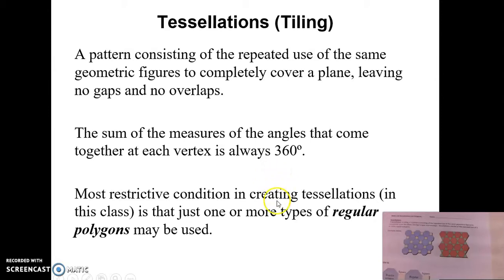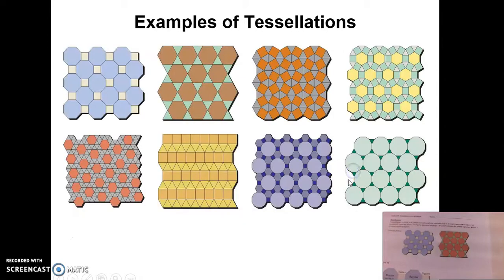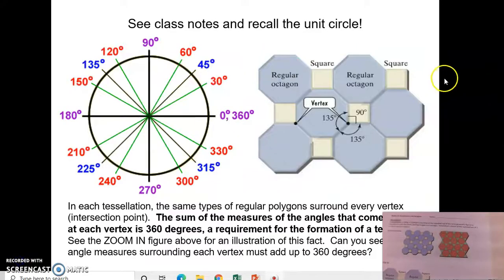And in this class we will only be talking about regular polygons. So what are regular polygons? We've got shapes that have the same length sides and the same angle measures. So I'm thinking of a square. A square is a regular polygon. It's a good example, but you can have a regular pentagon. You can have any regular n-sided figure, okay?